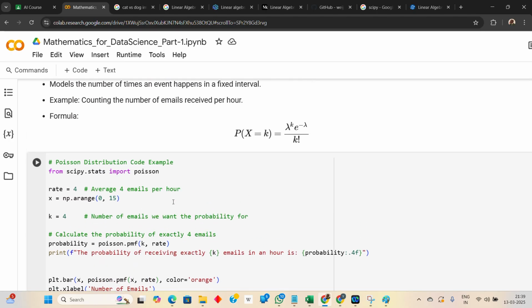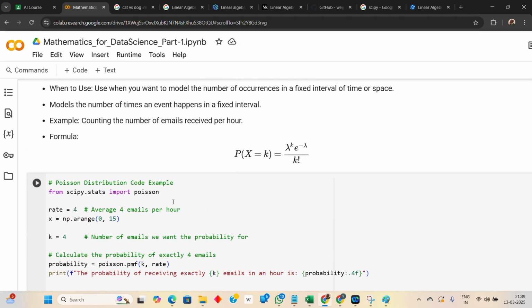Another example: consider a doctor's office or a hospital. According to the statistics, 10 patients visit the doctor or get a doctor appointment every hour in a day. So what is the probability, on a particular day like Sunday at 3 p.m., of how many patients may visit the doctor's office?